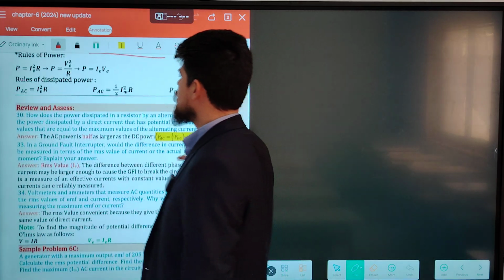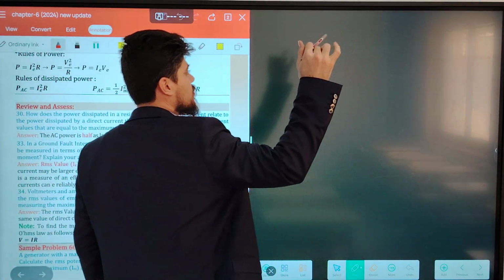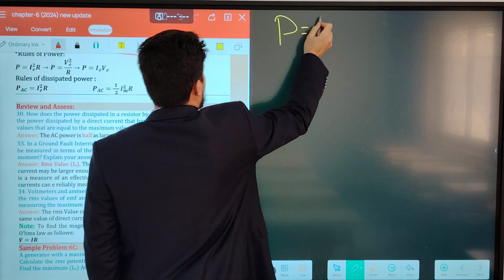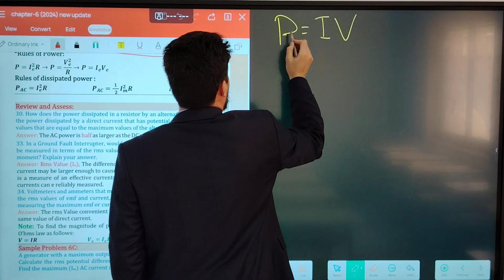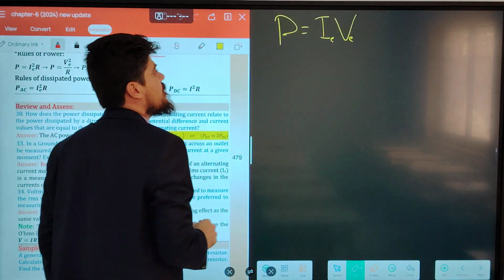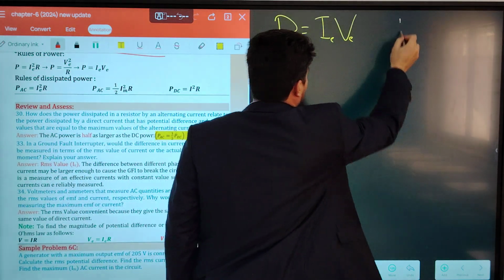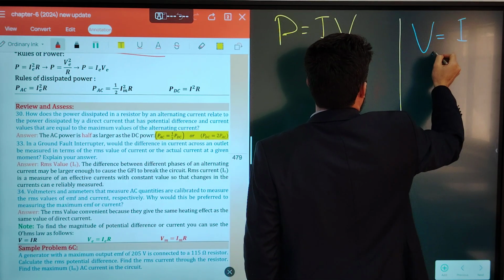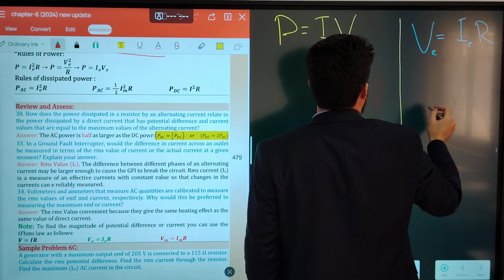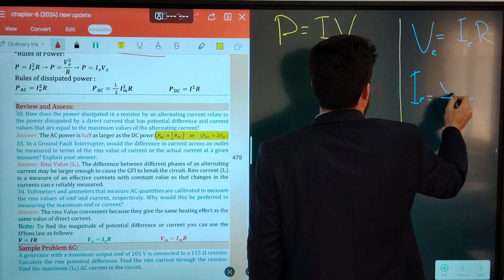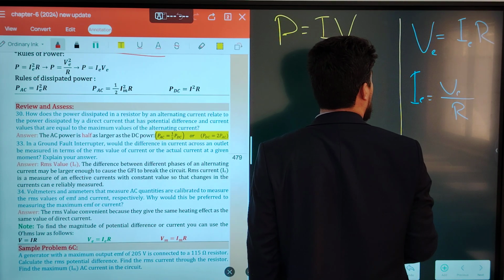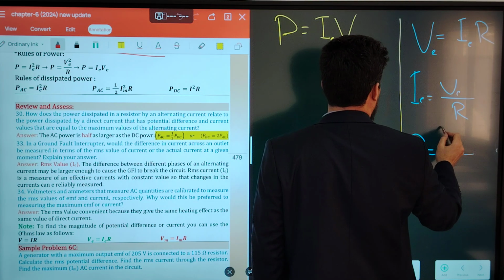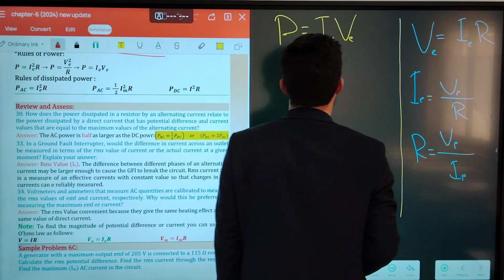Okay, guys. The rules of power. We have 3 different rules. Power is equal to what? IEVE. According to Ohm's law, VE is equal to what? IE times R. I is equal to what? V over R. R is equal to VE over IE.